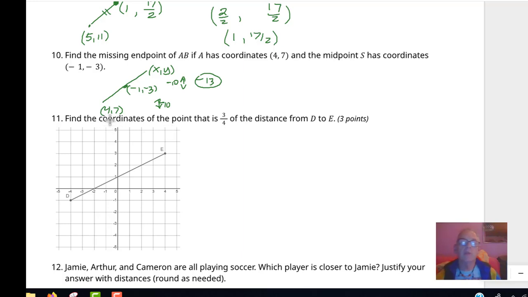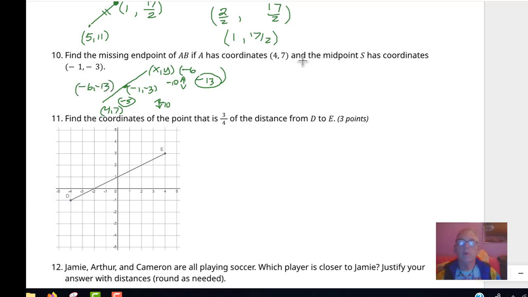Do the same thing for the x's. To go from 4 to a -1, which is the horizontal distance, you're going -5. So you continue on another -5, and -1, take away 5 more, gives you -6. So the coordinates of this endpoint are going to be -6 and -13.